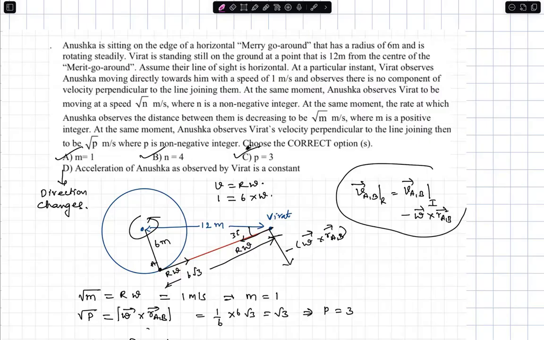See, in this, Anushka is nothing but someone who is sitting at A here. Earlier, it was B in our general exam. Go through that. At the same moment, Anushka observes Virat to be moving at a speed root 10 meter per second, and it is a non-negative integer. At the same moment, the rate at which Anushka observes the distance between them is decreasing to be root m. What exactly is the root m term? In fact, that is the r omega term.